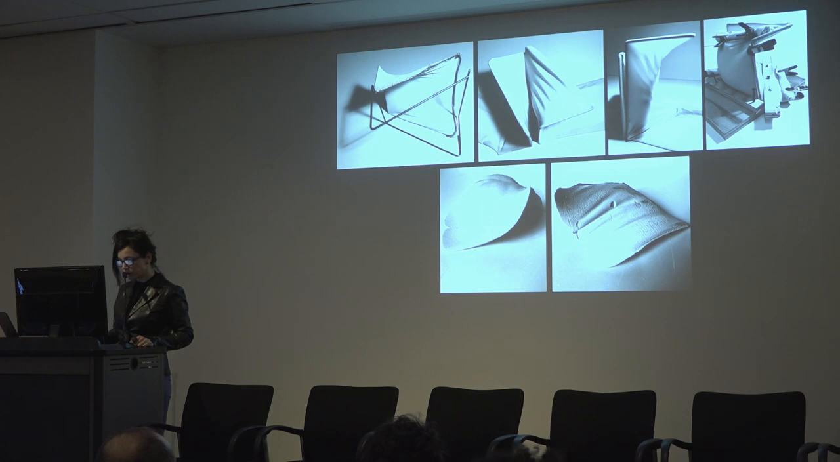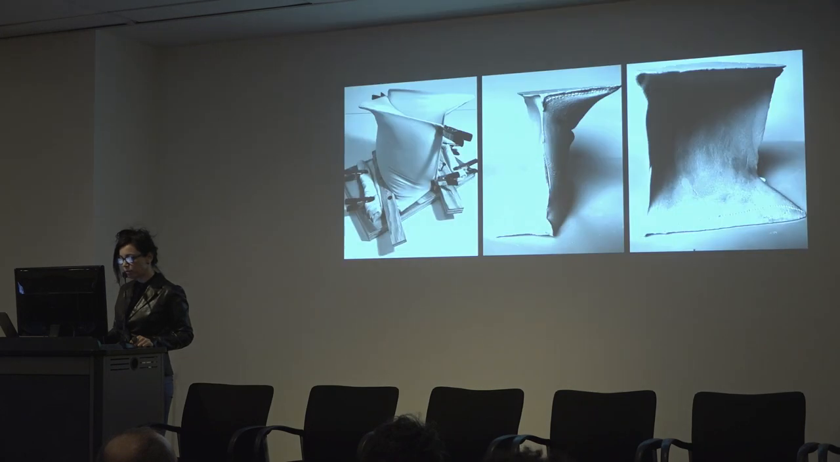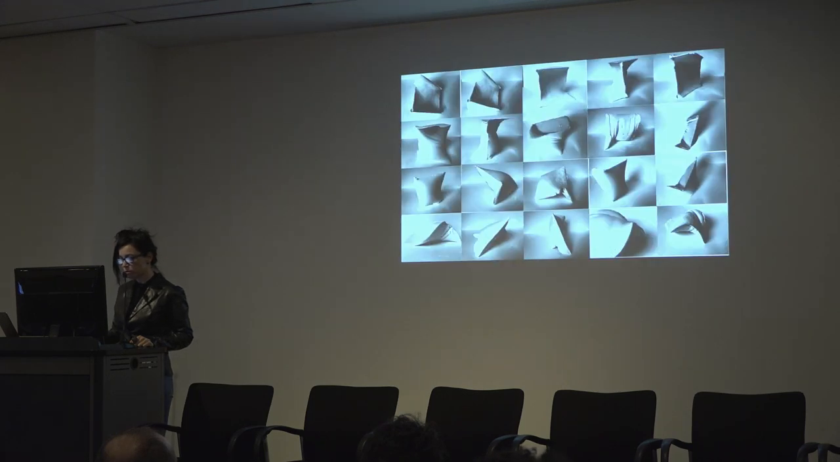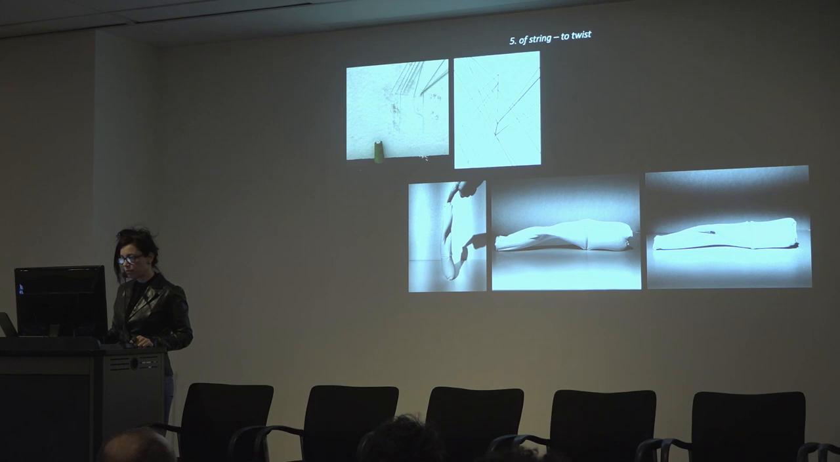One thing to note is that one side is loaded with sand, so it's a dynamic mold, and it could be manipulated manually to create the softer surfaces that you see, and the more wrinkled surfaces were the part that were not controlled. Number five, of string to twist. This is the last project.